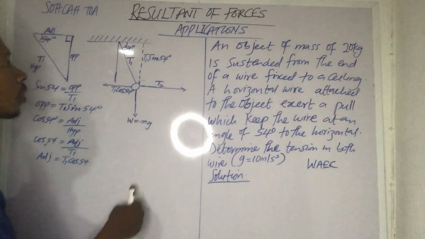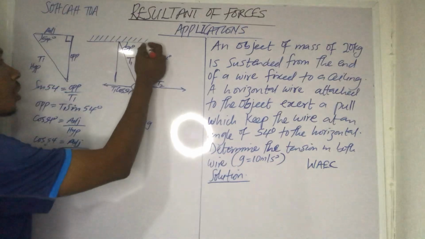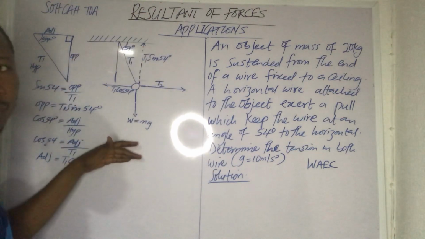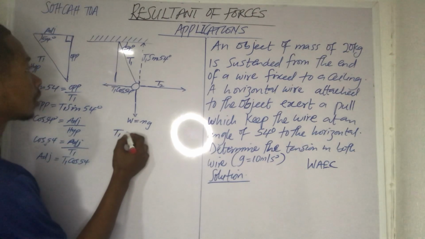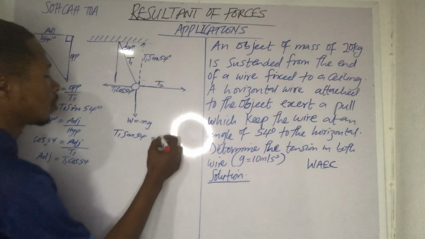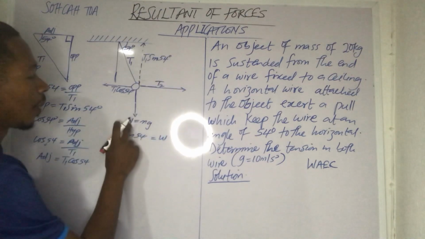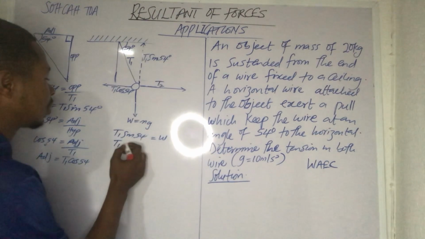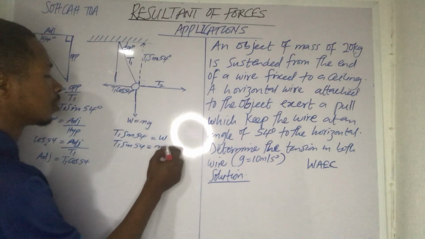Now, you recall that upward force will be equal to downward force. So to get my T1 now, I can use upward force is equal to downward force. That means my T1 sine 54 is equal to W. And W is equal to mg. So I can have T1 sine 54 is equal to mg.